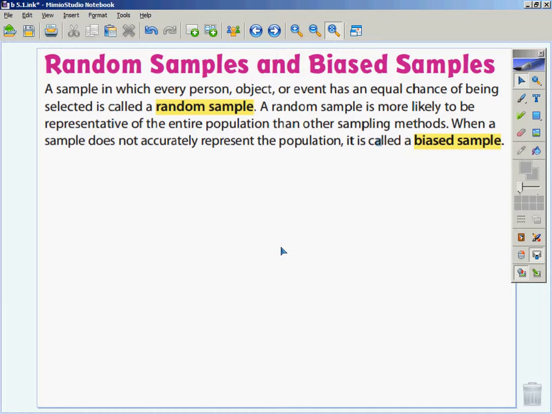Random samples versus a biased sample. This is what I was talking about earlier when I said if I was going to go to a baseball game and I was going to ask a question from that group of people about sports, would that be a random sample or would that be a biased sample? Biased, because I'm definitely questioning a particular group of people. It would be no different than how you ask a question. Could be a random way to ask it or a biased way to ask it.